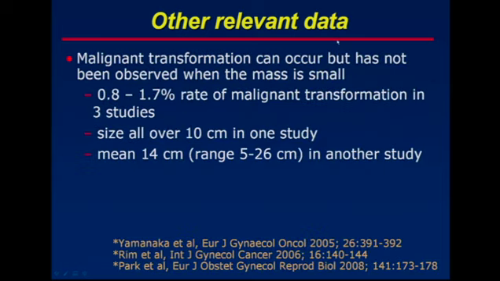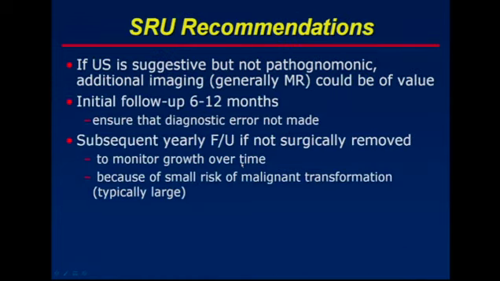The other thing to remember is that dermoids can transform into malignancies, especially when the dermoid's large. This doesn't occur very often. The rate is around 1% if you average 3 studies. These dermoids were all over 10 centimeters in size in one study, and the mean was 14 centimeters in size in another study. So these are not usually small masses.